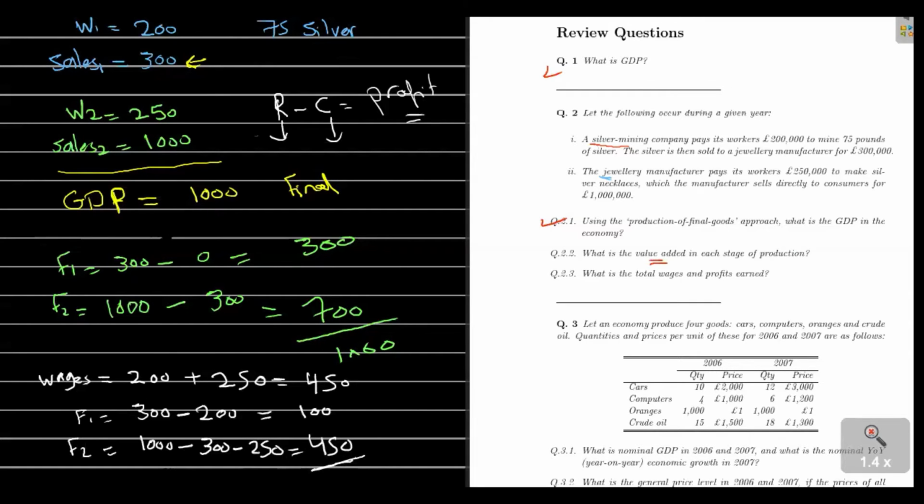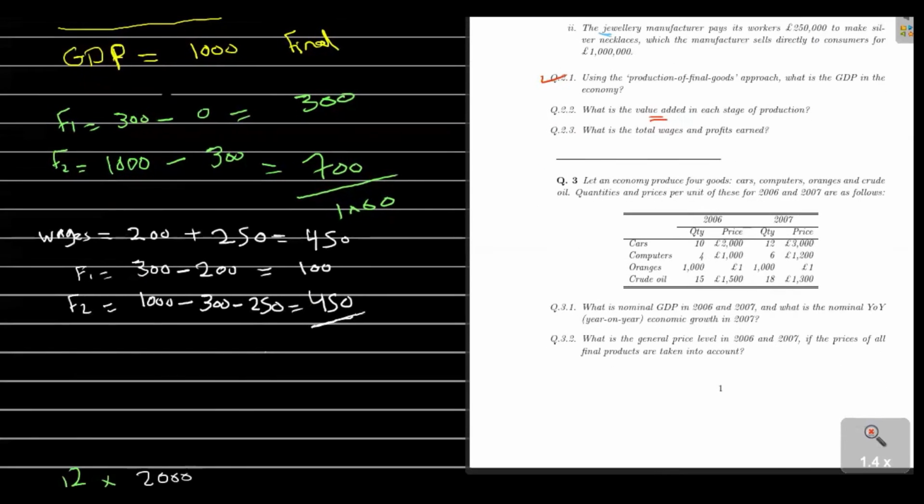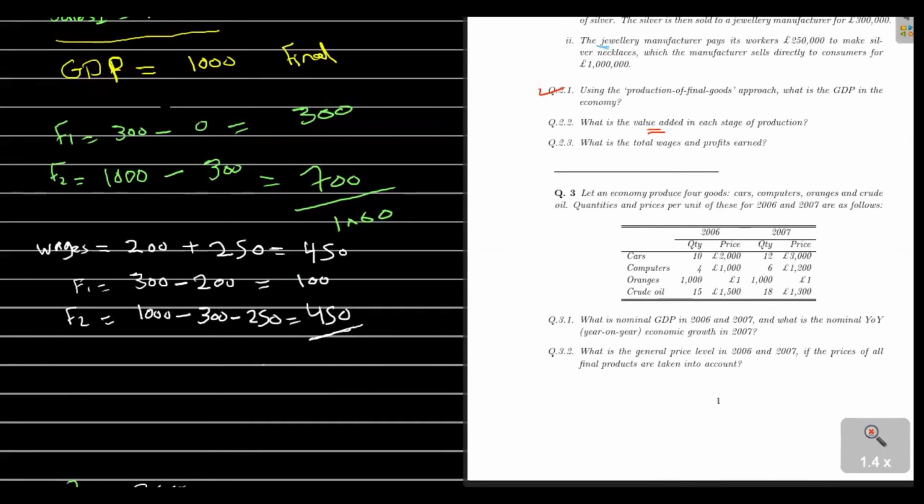So again, this is how we calculate GDP according to the income approach. So basically, these two components here, these two lines here, just show the profits. So these are the profits in both firms. So we just calculated profits. So these are profits, and these are wages. So when you add these up together, 450 plus 450, that's 900 plus 100, that's 1,000 or 1 million pounds. So that's the value of GDP in this economy.